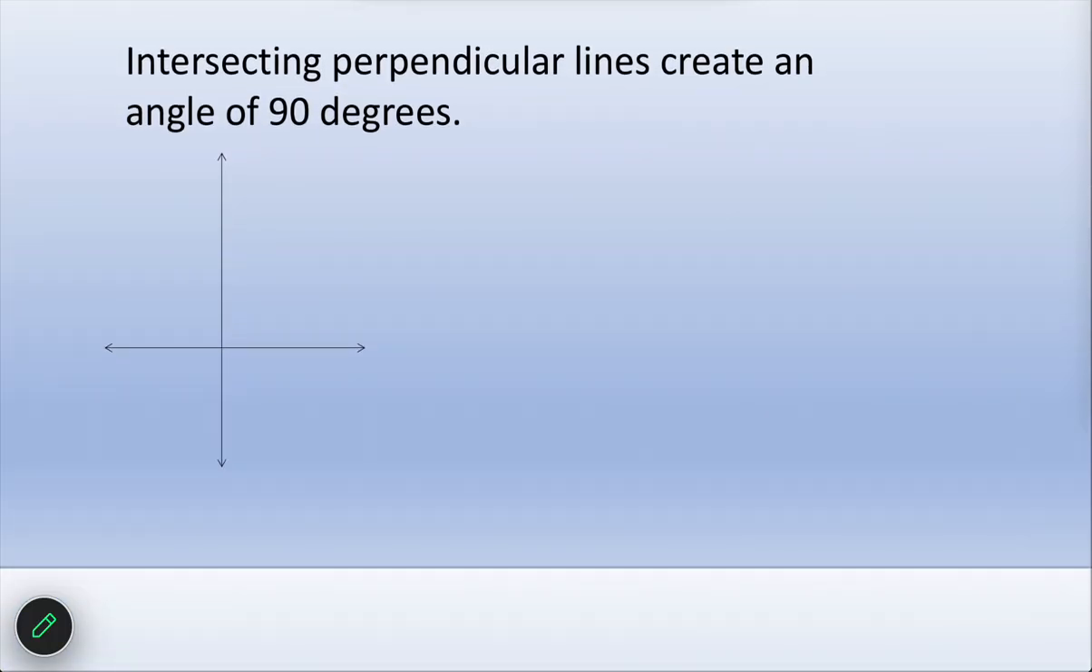Now, intersecting lines that make 90-degree angles in all the spots that they meet are called perpendicular. So you definitely want to know that word perpendicular. Perpendicular means that the two lines cross and create 90 degrees. So this is 90 degrees, 90 degrees, 90 degrees, 90 degrees.